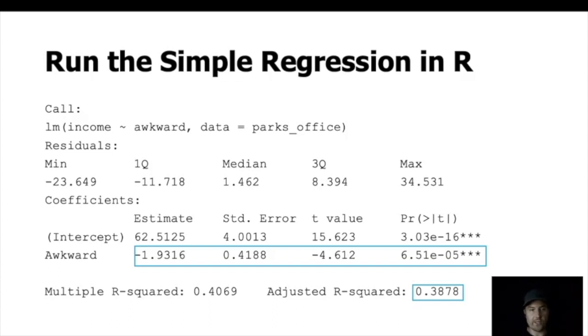We've run the regression in R, and so we're predicting income from awkwardness. And our variable here, awkward, is saying there is a negative relationship because the estimate is negative 1.9. And if we go over to the p-value, we see that it is significant. With that in mind, how would you interpret that information?